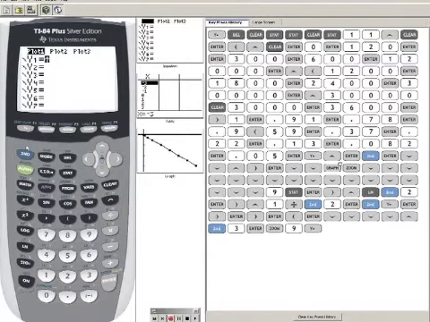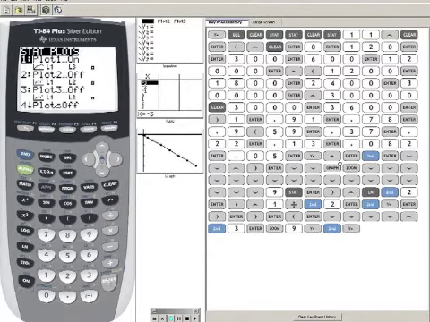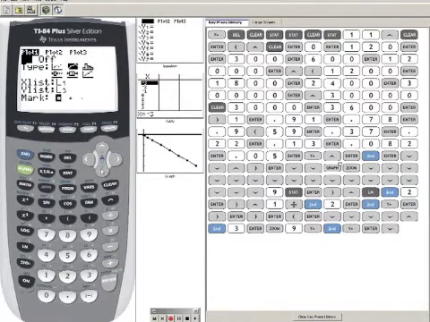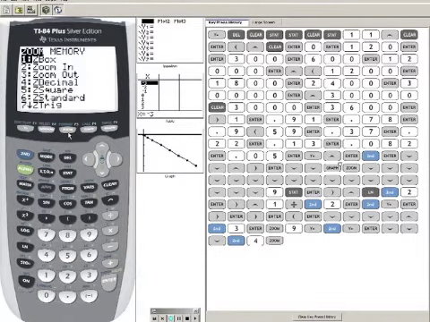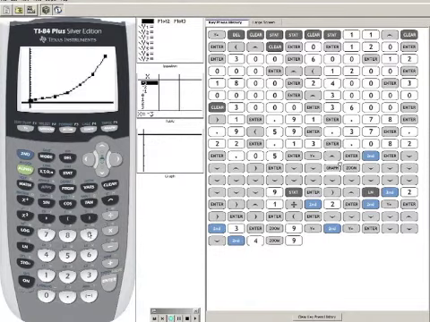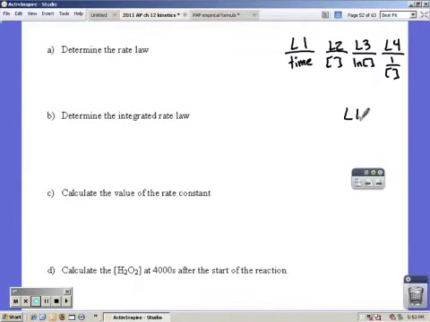But we should always plot all of them just to make sure. So again, I'm going to arrow over or down and change that to L1 versus L4. Zoom 9. And definitely not second order. So looking at all three graphs, we can clearly state that this is a first order reaction.